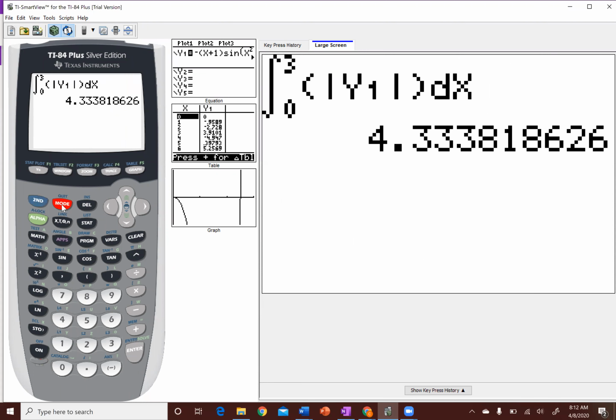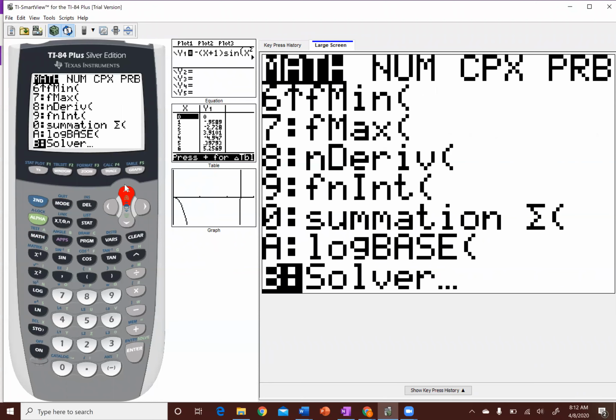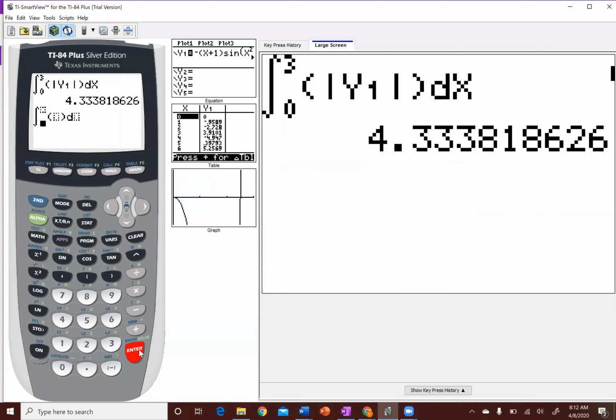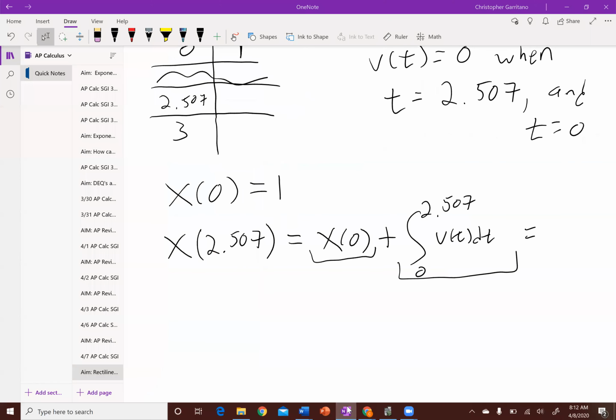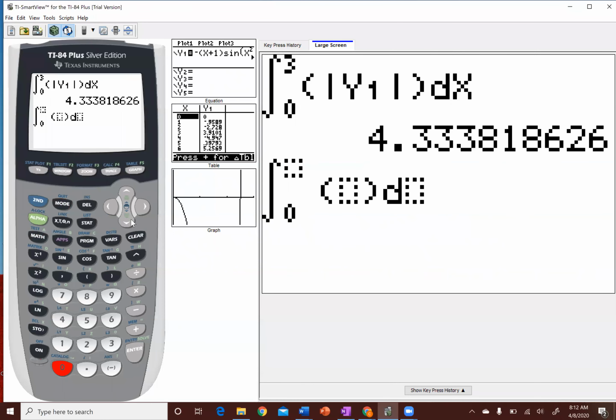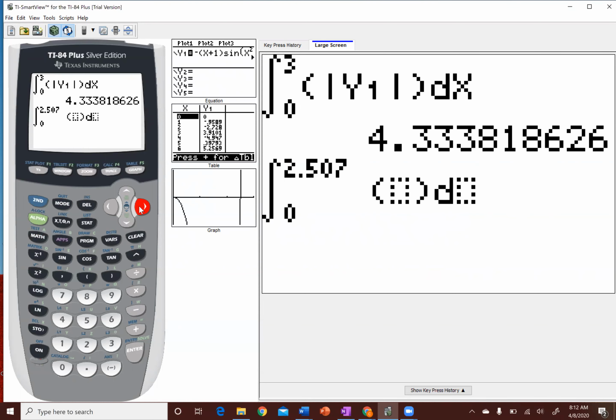Now, in this case, I do want net, so I don't want total distance traveled, so I'm not going to use the absolute value function. I'm just going to press math, fnInt, 0 to 2.507. The integrand will be y1.